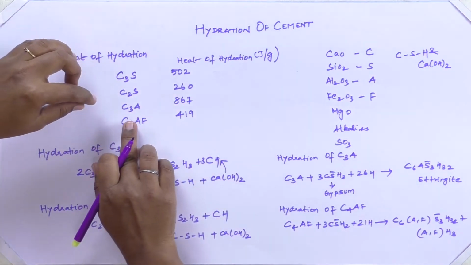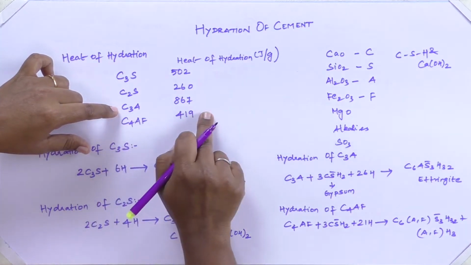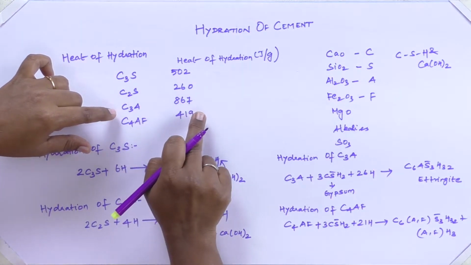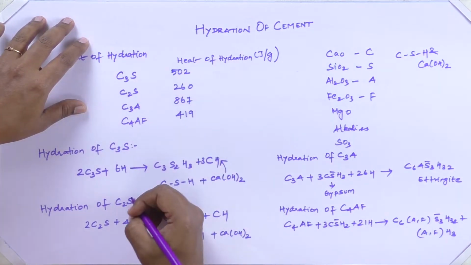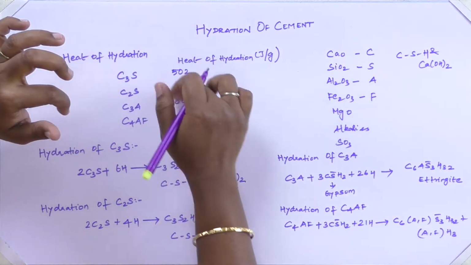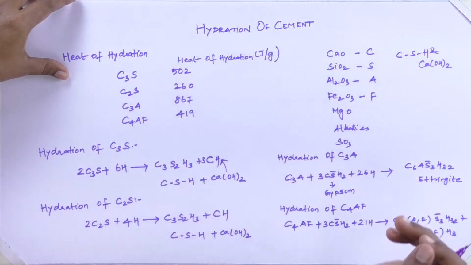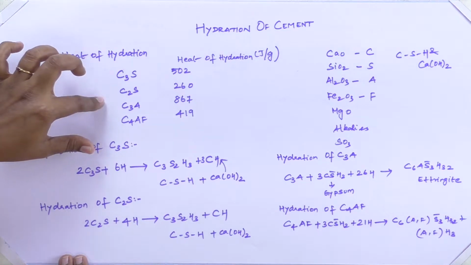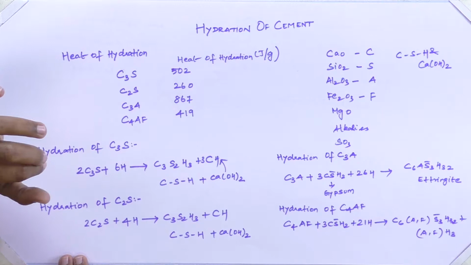Okay. And before that I have told you this C3A has a greater affinity to get reacted with water, that is, it gets first reacted with water since its heat of hydration is higher when compared to other minerals. And now we can see in which order these compound minerals get reacted with water. So based on that heat of hydration, we know that C3A gets first reacted with water.